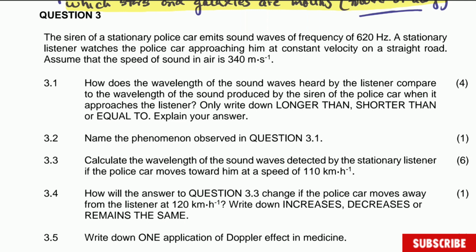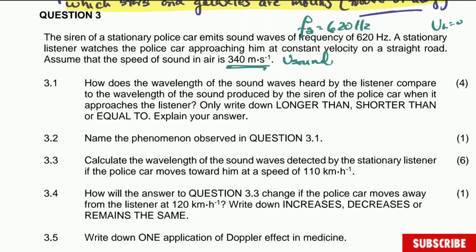Assume that the speed of sound is 340. And again, let's have the data here. The frequency of the source is equal to 620 Hz. A stationary listener, so the speed of the listener is equal to 0, watches a police car approaching him at constant velocity on a straight road. Assume that the speed of sound is given to us right here. This is the speed of sound.